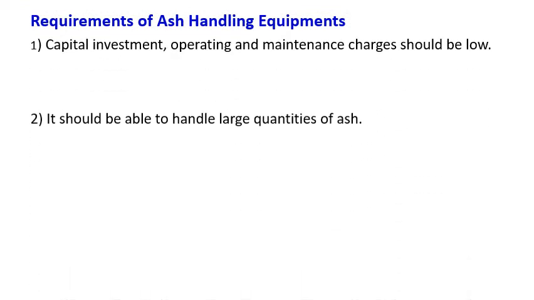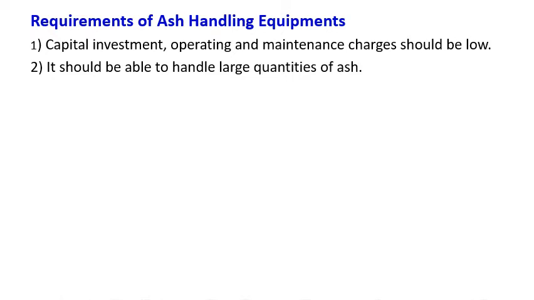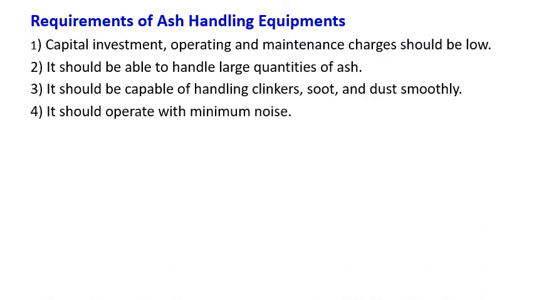The requirements of a good ash handling system are: the capital investment should be low, and it should be able to handle a large quantity of ash. As I told, if foreign coal is used, it may not be continuous, but if indigenous coal is used, the ash handling system should be monitored for continuous operation. It should be capable of handling clinkers. Clinker is nothing but coal with ash joining, becoming a massive structure. It should operate with minimum noise, and should not make noise in the pipelines.